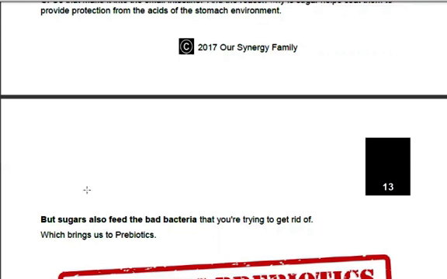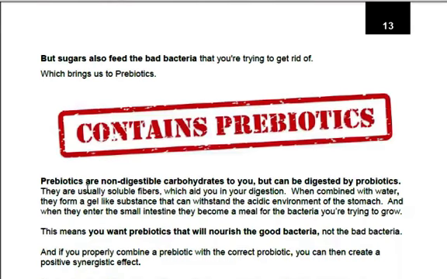What the heck is a prebiotic? Well, a prebiotic is a non-digestible carbohydrate to you, but can be digested by your probiotic. So basically what you're doing in a prebiotic is you're giving the probiotic the fuel source that it needs to be able to grow and colonize.